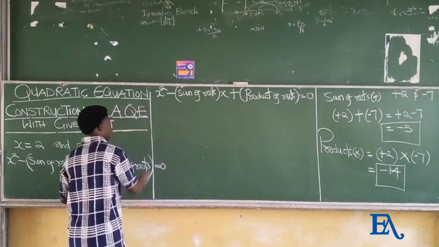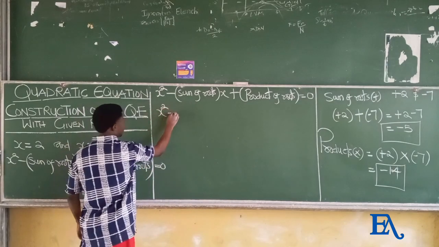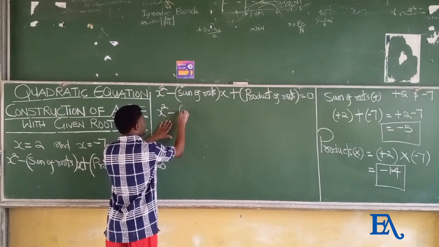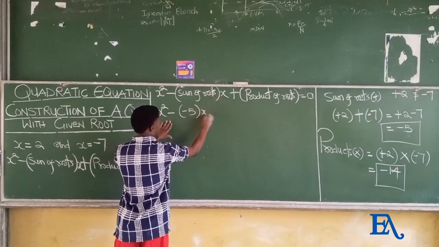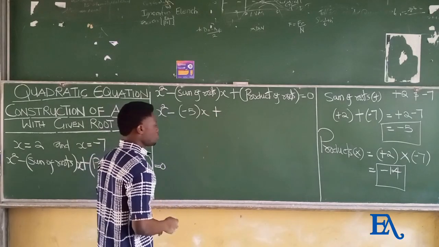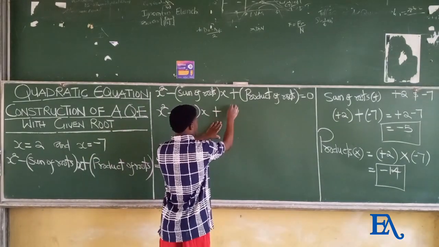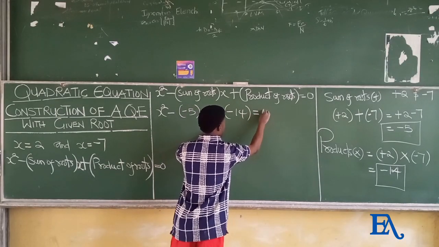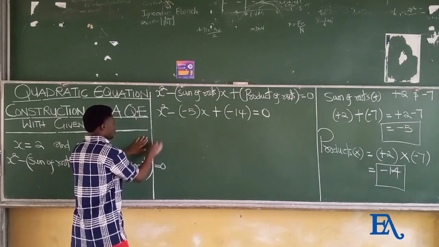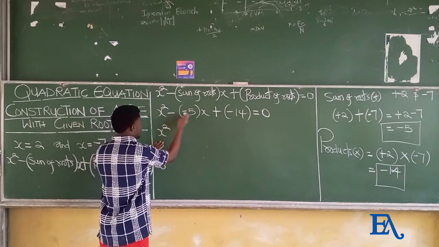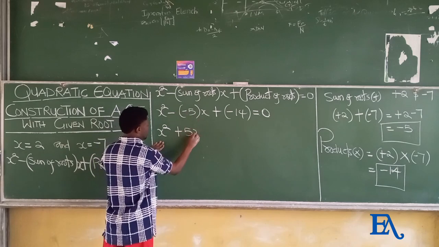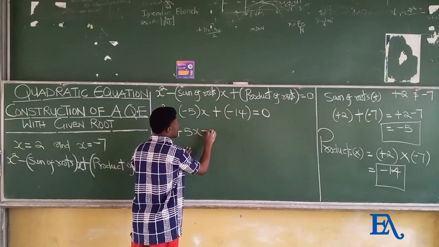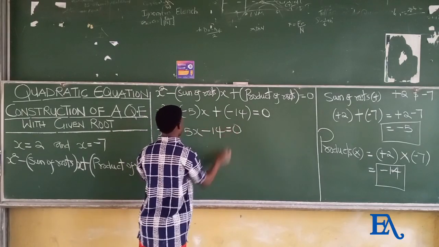On the board we have x squared minus sum of roots. The sum of roots on the board is minus 5. So we have minus 5 times x plus, and the product of roots is minus 14, equal to 0. So we have x squared, minus times minus is plus 5x, minus times plus times minus rather means minus 14, which is equal to 0.